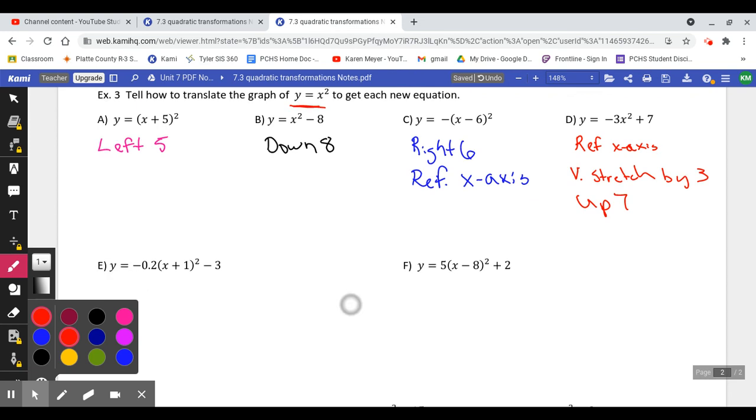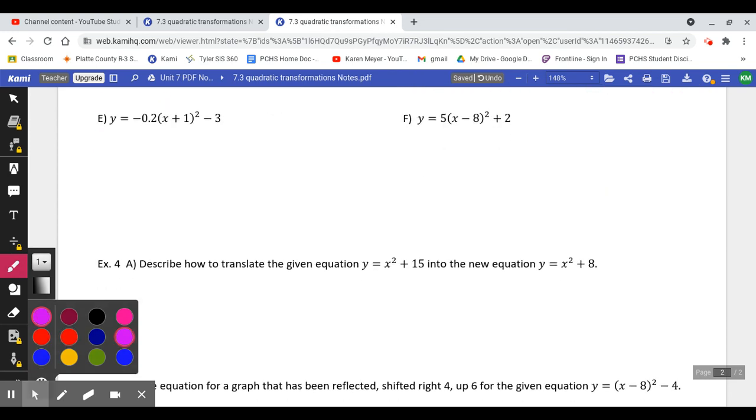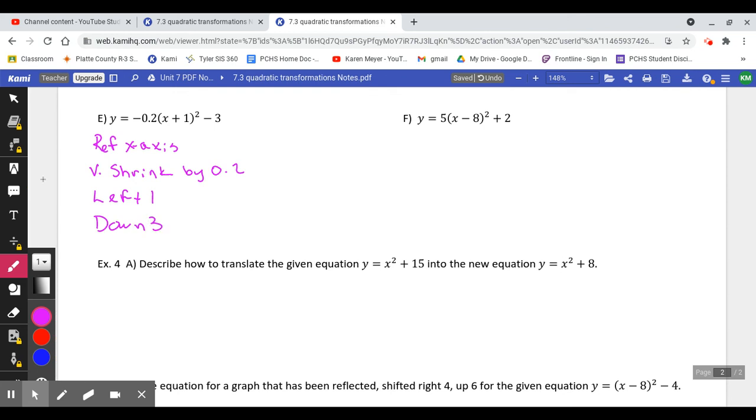Okay, next one. Ooh, I see a negative in front, so that means reflection. I see a number out in front as well, 0.2. Don't think of the negative because that is reflection, so just think of 0.2. 0.2 is in between 0 and 1, so that's a vertical shrink by 0.2. Parentheses, so parentheses is opposite, so think left 1. And the -3 at the end means down 3.